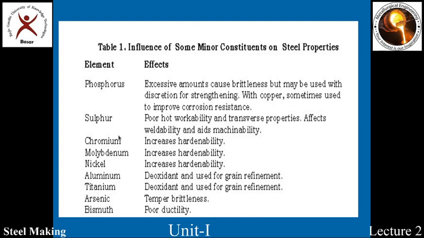Chromium, if added, should be at an optimum level. The optimum chromium induces hardenability increment, as does molybdenum, because these are carbide-forming elements. If you go for the oxide-forming elements, aluminum, titanium, they give microstructural properties such as grain refinement. It means you will be getting a fine grain structure. In other words, it improves the strength. Arsenic, bismuth: if excess bismuth is added to steels, it leaves poor ductility.